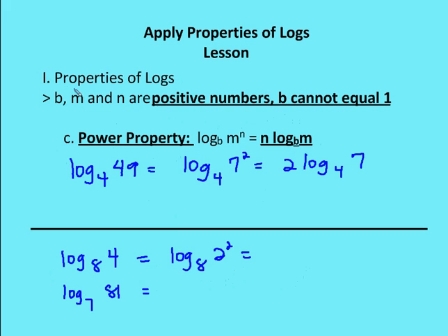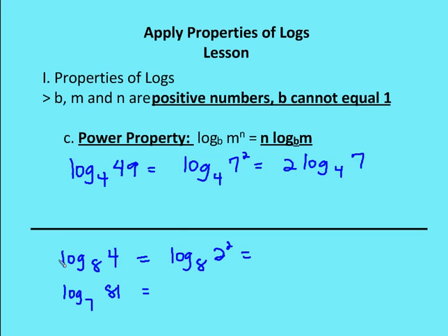Okay, so third property is the power property. I have log base b of m to the n is equal to n times log base b of m. Remember, n, log, and m are on the same line. b is a subscript. So I have log base 4 of 49. I simplify that to log base 4 of 7 squared, which gives me 2 log base 4 of 7.